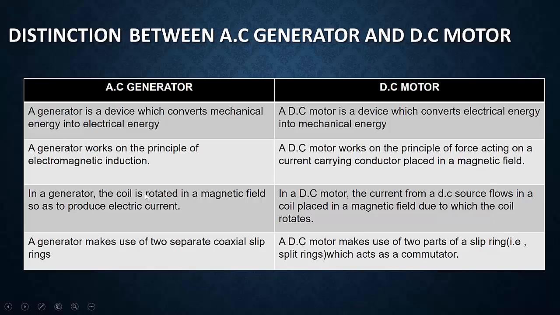In a generator, the coil is rotated in a magnetic field so as to produce electric current. In a DC motor, current from a DC source flows in a coil placed in a magnetic field, due to which the coil rotates. A generator makes use of two separate coaxial slip rings, whereas a DC motor makes use of two parts of a slip ring. It is half circled for the DC motor, and here we use two complete circles, right?